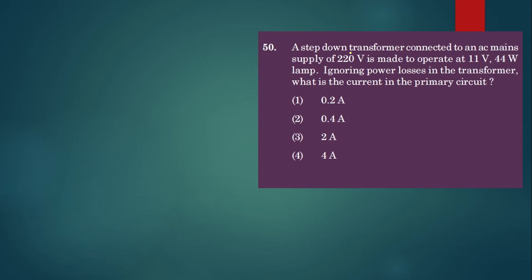This question is based on transformer. It says that a step down transformer is connected to an AC main supply, which is 220 volt. Supply volt means this is the primary voltage we have to consider. And then this transformer is made to operate at 11 volt. That means this should be the output voltage, and the power is 44 watt. So a lamp is supposed to be connected on the output, and the output demand is that 44 should be the output power and 11 should be the output voltage.